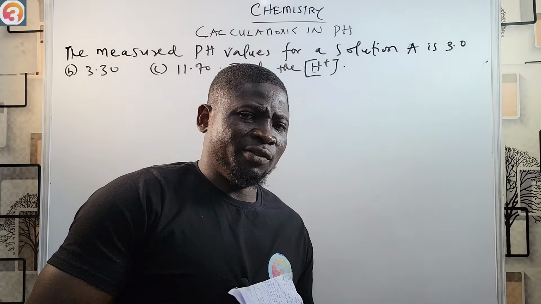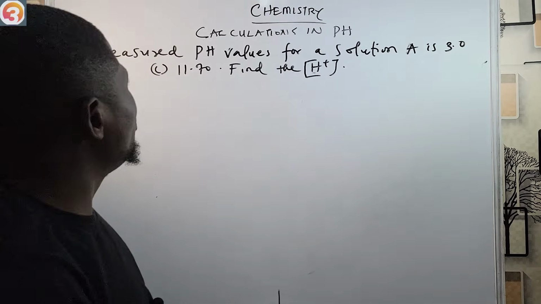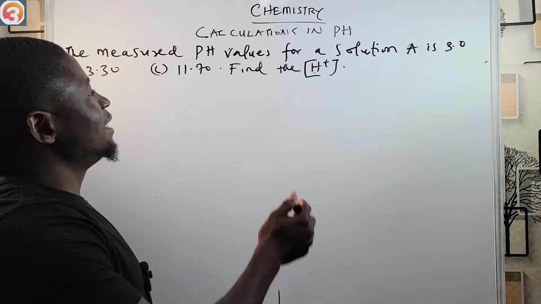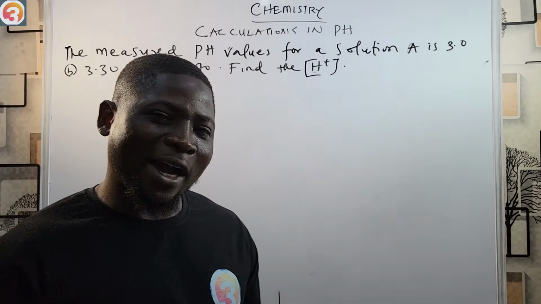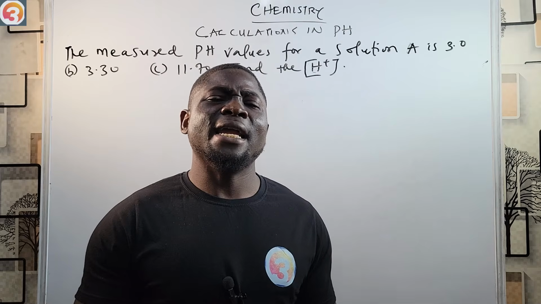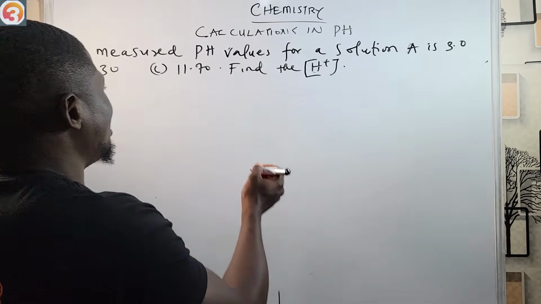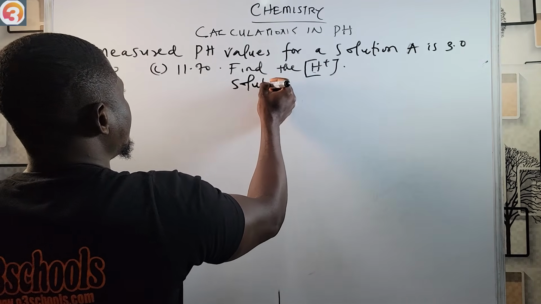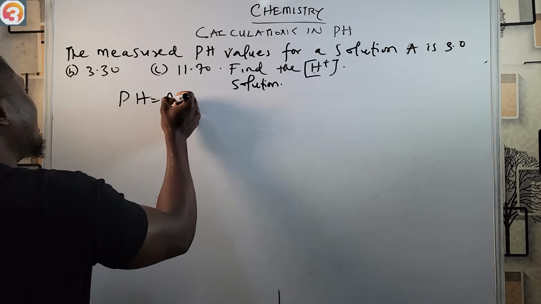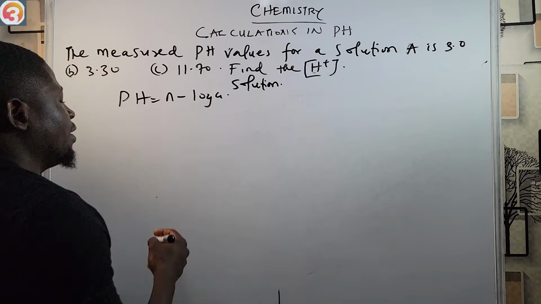Now, in this part of the question, we're given the pH value for the solution, and then we're told to find the hydrogen ion concentration. So we are reversing the order, isn't it? It's also easy, so please bring your mind down. The formula that will be very helpful here is our normal formula: pH is equal to n minus log a.